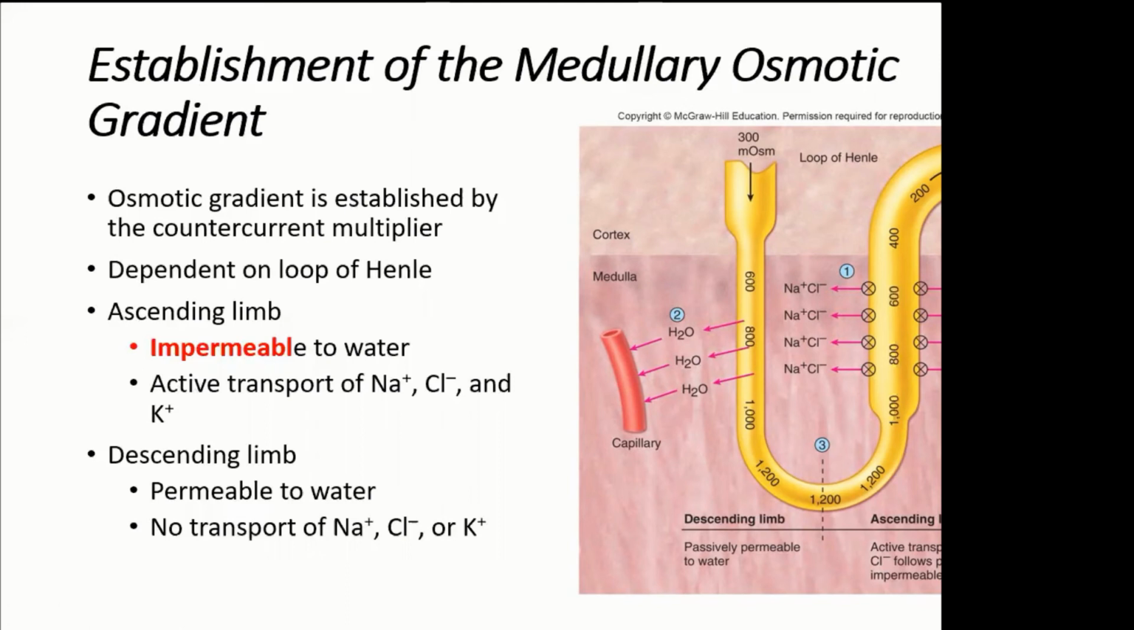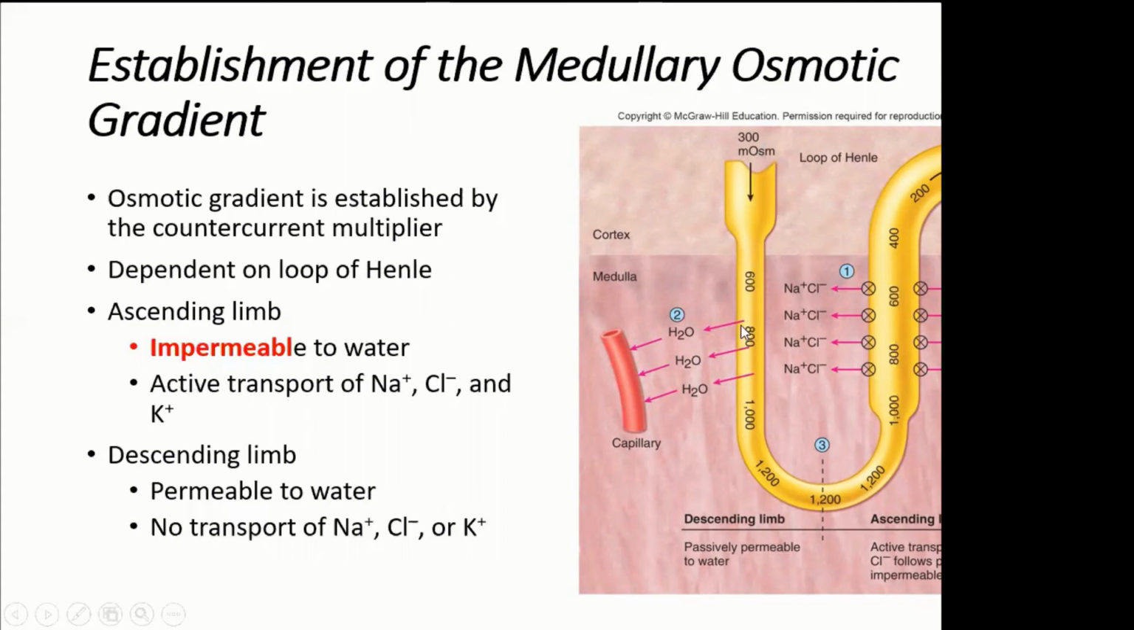The ascending limb is impermeable to water, but it pumps solutes: sodium, chloride, and potassium. The descending limb doesn't really transport those solutes. Instead, it's permeable to water, so what we're mainly going to see is the movement of water. So that's here on our image as well.